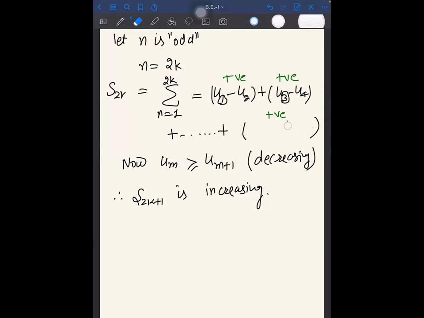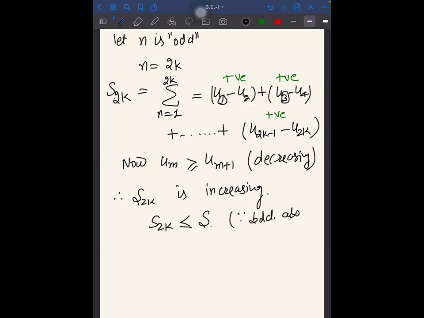Okay, so let's start with the even one: U2K minus 1 minus U2K, right? So our S2K is slightly messed up. Anyway, S2K is increasing, but you know that S2K is also bounded above by S. It cannot go beyond the convergence value, right? Because this is the actual sum, so it has to be bounded above by S.